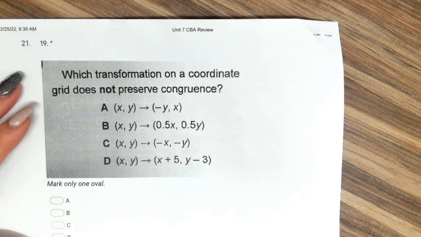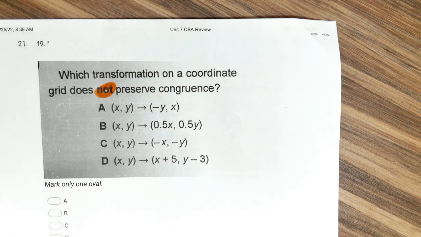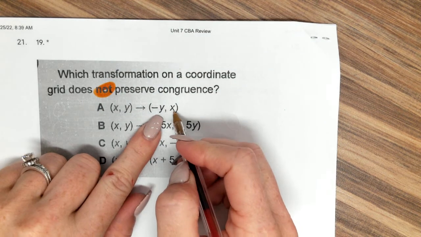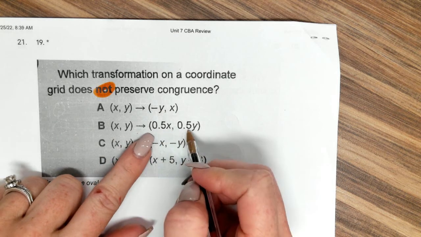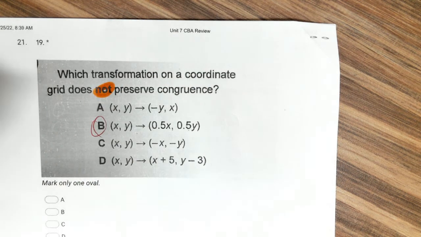Last question. Which transformation does not preserve congruence? Is A multiplication? Nope. Is B multiplication? Is it going to get bigger or smaller? Well, there you go. That does not preserve congruence because it's multiplication. Everything else preserves congruence, but dilations, multiplications do not.